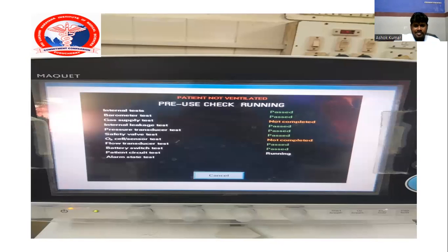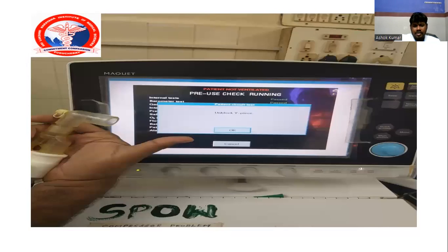Then flow transducer test is passed. Battery test is passed. Then patient circuit test, which is running. By blocking the Y piece, we can do the patient circuit test. Then the final step will be to unblock the Y piece. Then click OK button for patient circuit test.